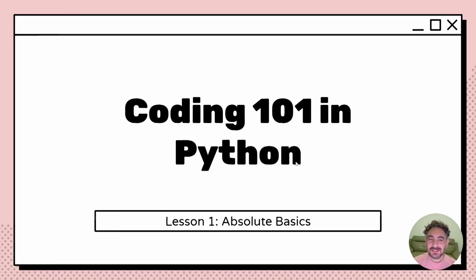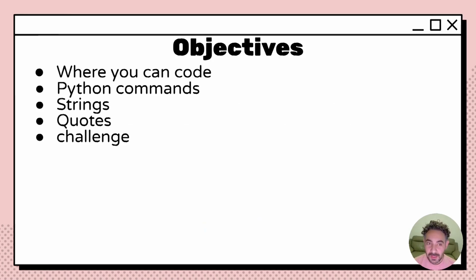Hey guys, today we want to conquer the basics of printing in Python. Before we do that, let me just give us a few objectives. The first objective is I want to talk about where you can code. Next, we want to look at basic Python commands. In fact, today we're only looking at one. We're going to talk about what strings are, quotes, and then I'm going to give you a basic challenge.